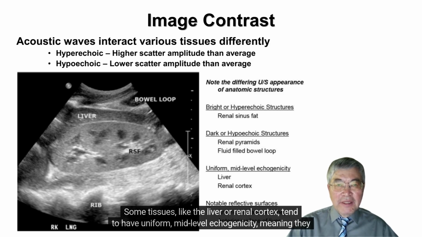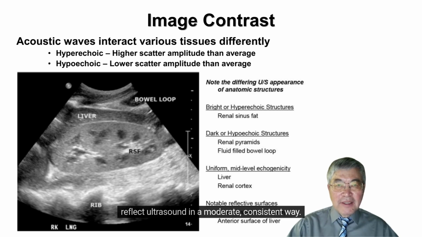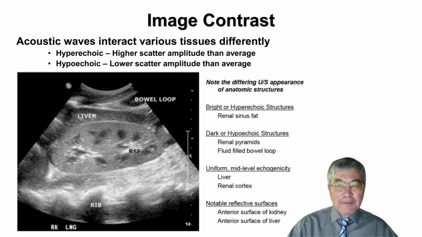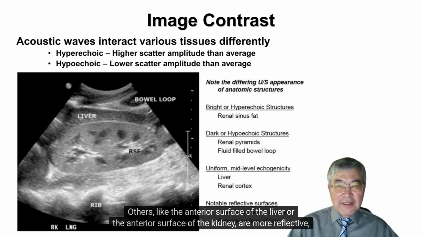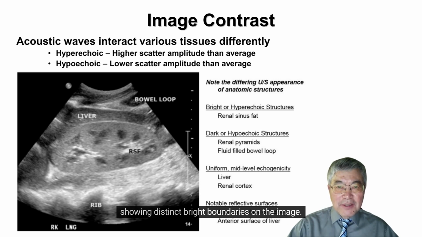Some tissues, like the liver or renal cortex, tend to have uniform mid-level echogenicity, meaning they reflect ultrasound in a moderate, consistent way. Others, like the anterior surface of the liver or the anterior surface of the kidney, are more reflective, showing distinct bright boundaries on the image.